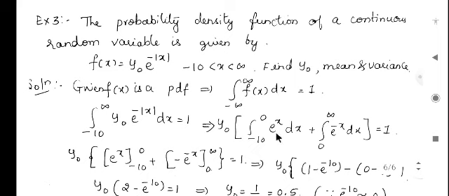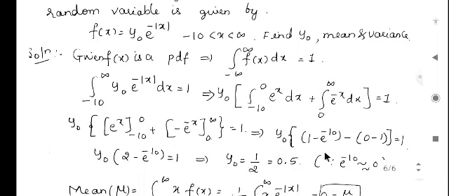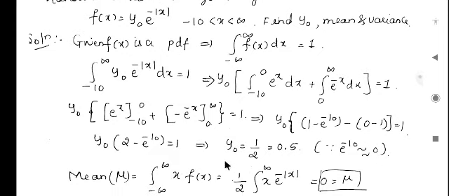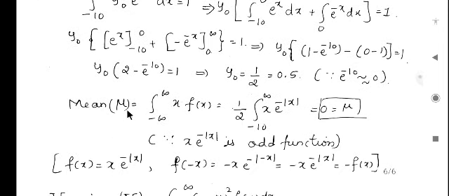Now if we integrate, e raised to x integrates to e raised to x, and integration of e raised to minus x is minus e raised to minus x. Now when we simplify, we'll get the value as 1 upon 2, because e raised to minus infinity is nearly 0. So y naught is nothing but 1 by 2.